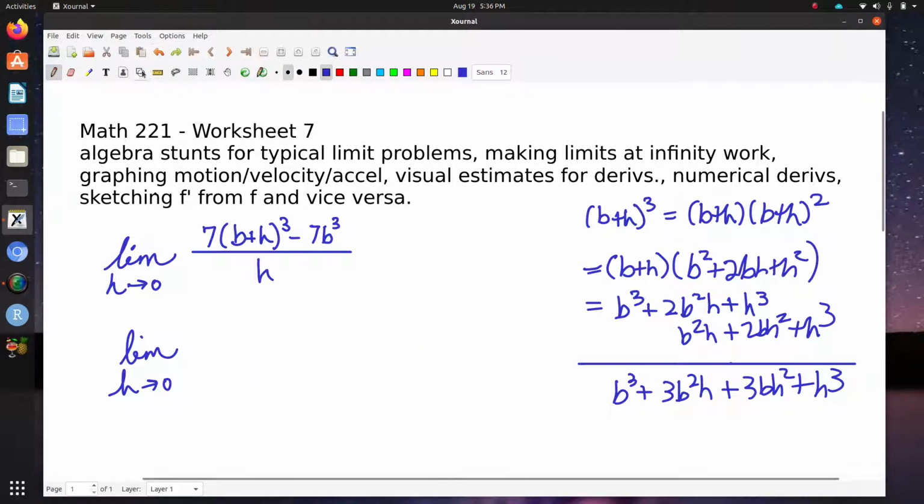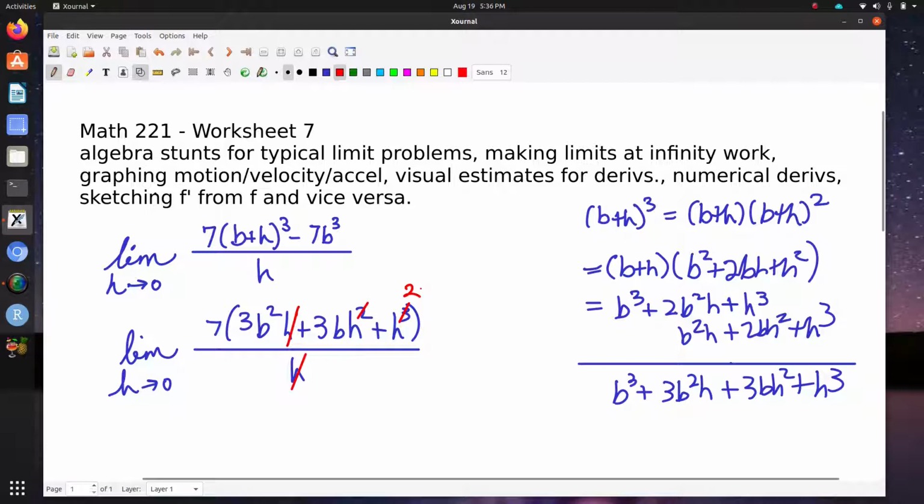The 7b cubed is going to go away, but we're going to have 7 outside of 3b squared h plus 3bh squared plus h cubed, all over h. And so then what's going to happen is one h is going to disappear from every piece. All right, now we can let h go to 0.